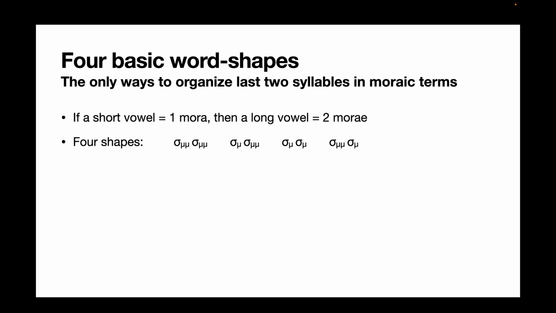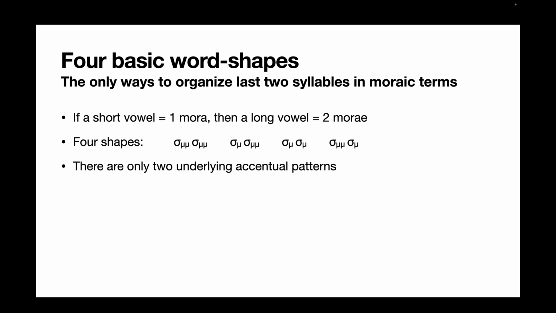there are only four word end shapes. You'll see I'm using the lowercase letter sigma to represent a syllable, and then I'm using subscript mu to show you the morae in them. So the shape on the left is two syllables with two long vowels, two double mora vowels. The next one is short long, the next one is short short, and the next one is long short. Those are the only ways you can arrange long and short syllables into the last two syllables.